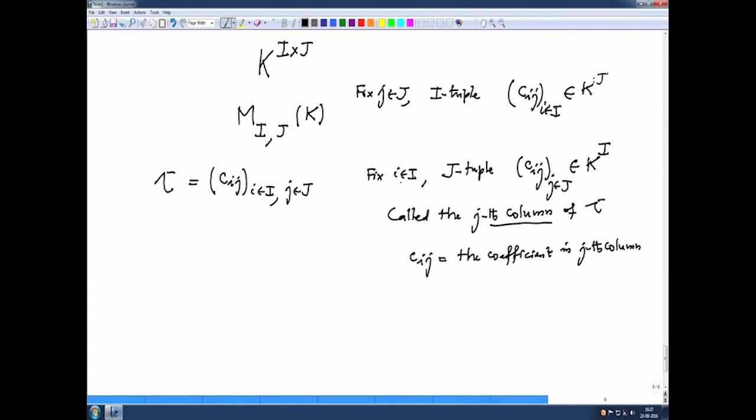So for a fixed j, this is called a jth column of C, and for a fixed I, the j tuple is called the ith row of C. Fix j, then you get a jth column. Fix I, then you get an ith row. And Cij is then the coefficient in the jth column and ith row.